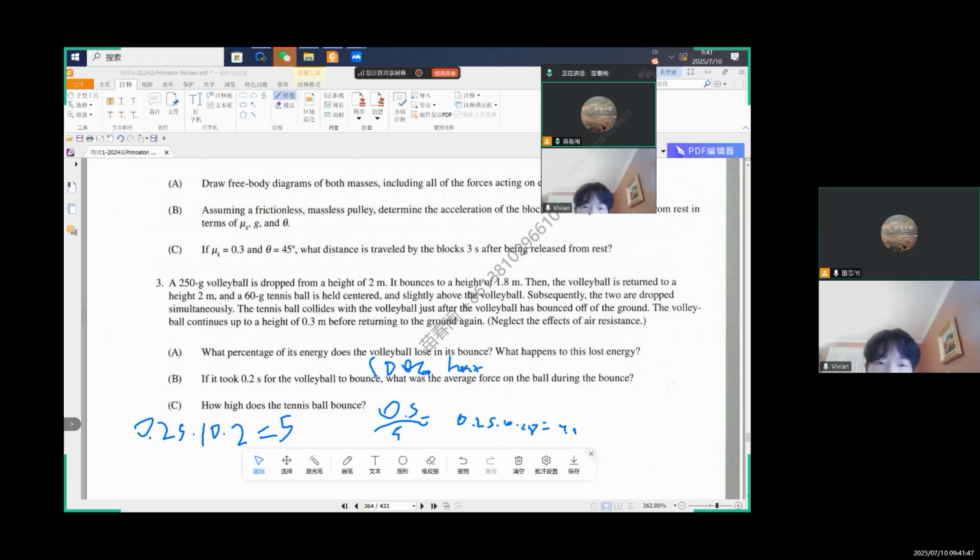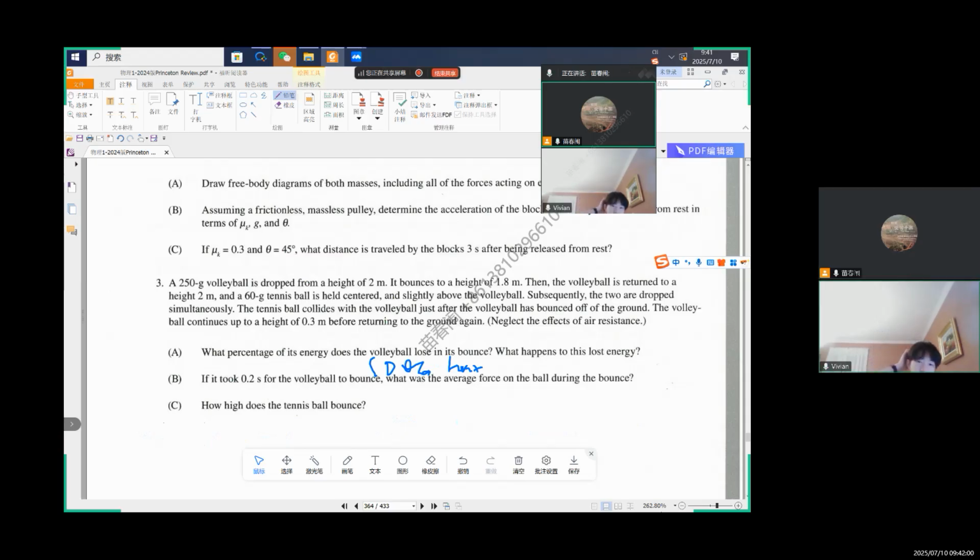Would be 0.2 seconds, the average force on the ball during this. If it took 0.2 seconds.